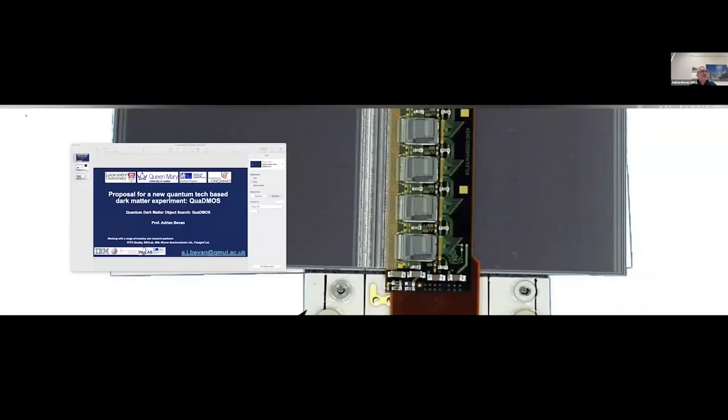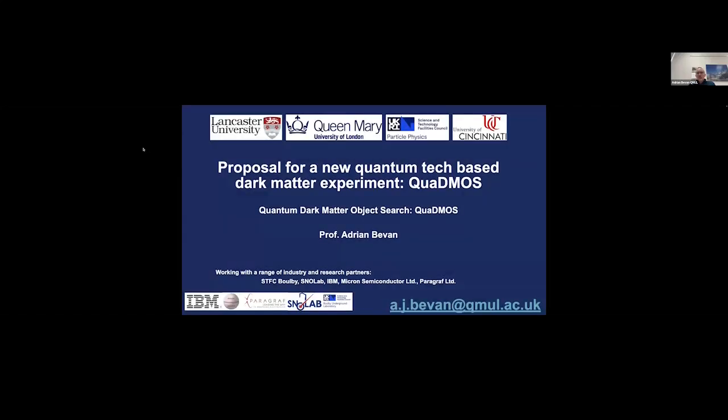Hopefully you can see my desktop. Great. So good morning, konbanwa. I just want to talk about a proposal for a new quantum tech-based dark matter experiment that we call QUADMOS. This is at a conceptual phase, but we're building an international collaboration of people trying to look at using quantum sensors to search for light dark matter. You'll hear from some of my colleagues, including Yan Mol and Junji Liu shortly.